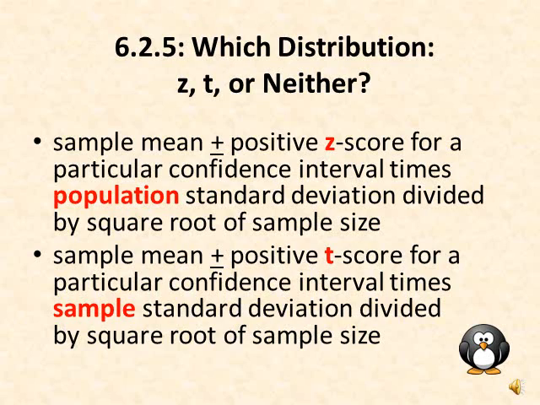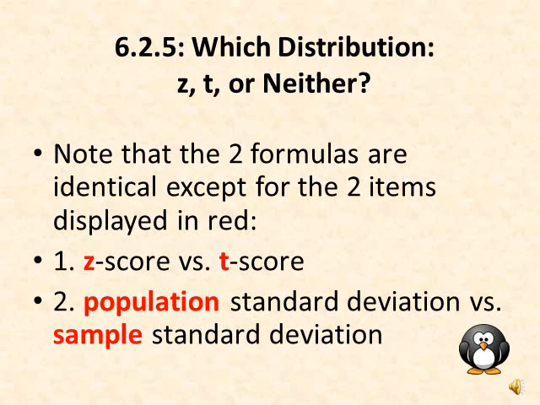The sample mean, plus or minus the positive z-score for a particular confidence interval, times the population standard deviation divided by the square root of the sample size. The sample mean, plus or minus the positive t-score for a particular confidence interval, times the sample standard deviation divided by the square root of the sample size. Note that the two formulas are identical except for the two items displayed in red: z-score versus t-score, population standard deviation versus sample standard deviation.